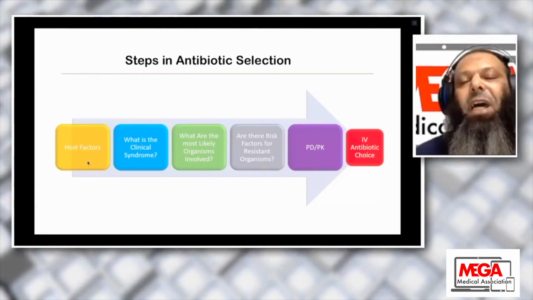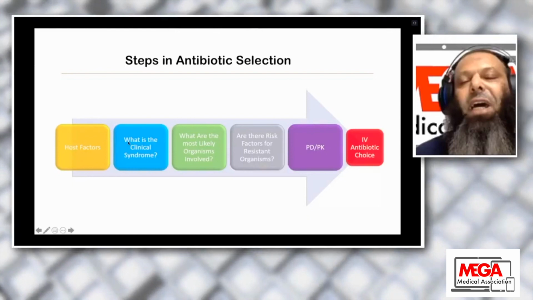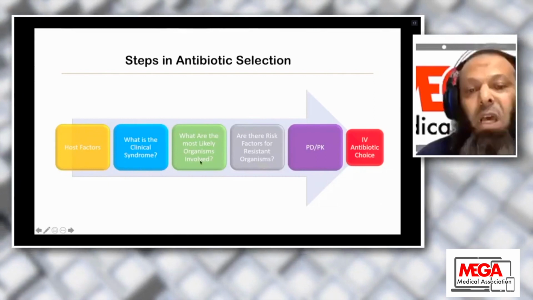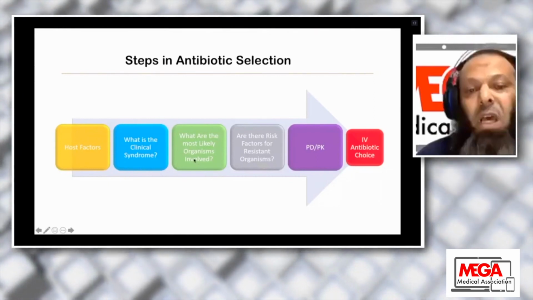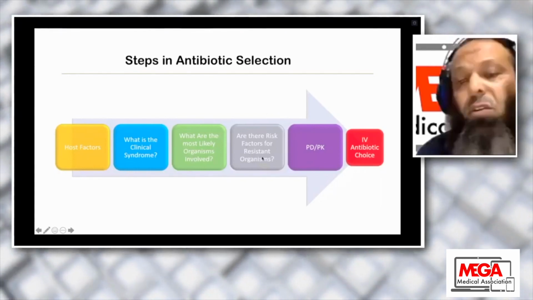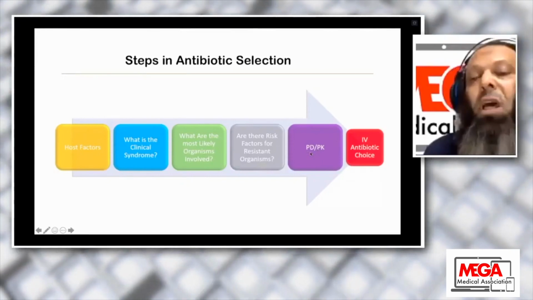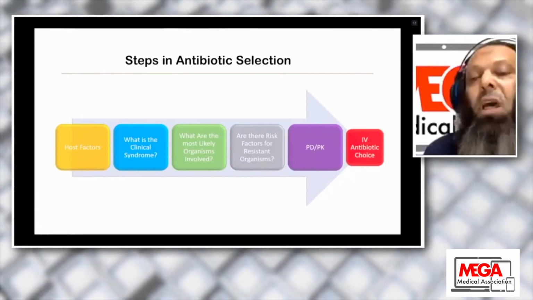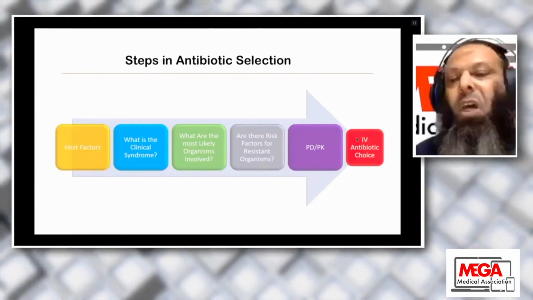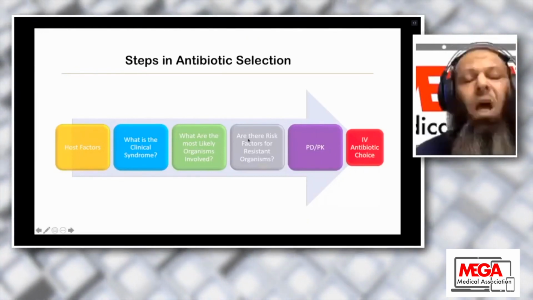Think about hospital factors related to the patient, as we mentioned. What is the clinical syndrome you are treating? Is it soft tissue infection, abdominal sepsis, meningitis? What are the most likely organisms involved? Is it MRSA, MDROs, gram-negative? What are the risk factors for resistant organisms, as we mentioned before? Review the key factors: pharmacodynamics, obesity, if the patient is on RRT, on ECMO, so it's very important. At the end, you should use the antibiotic according to those 5 pillars.